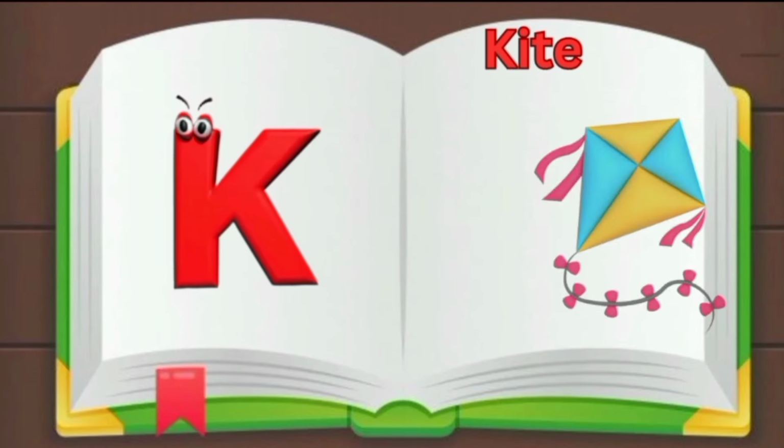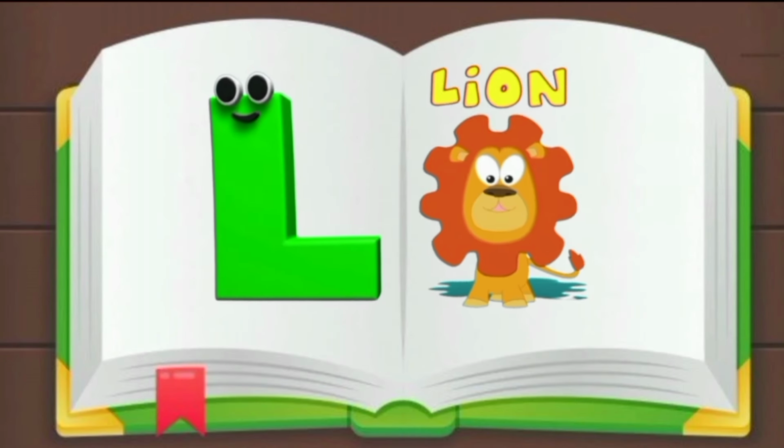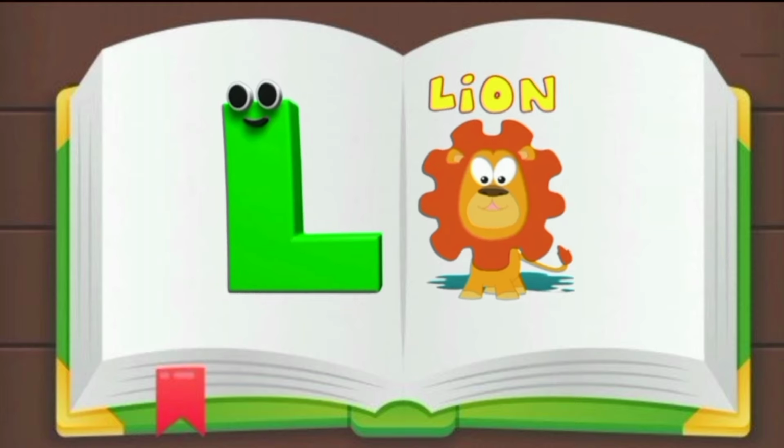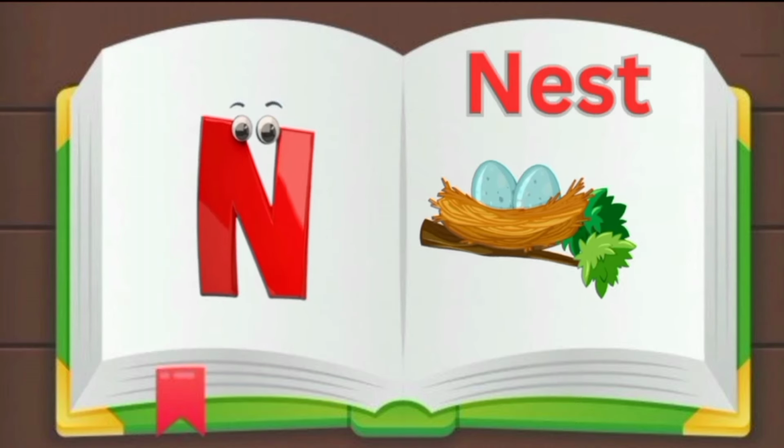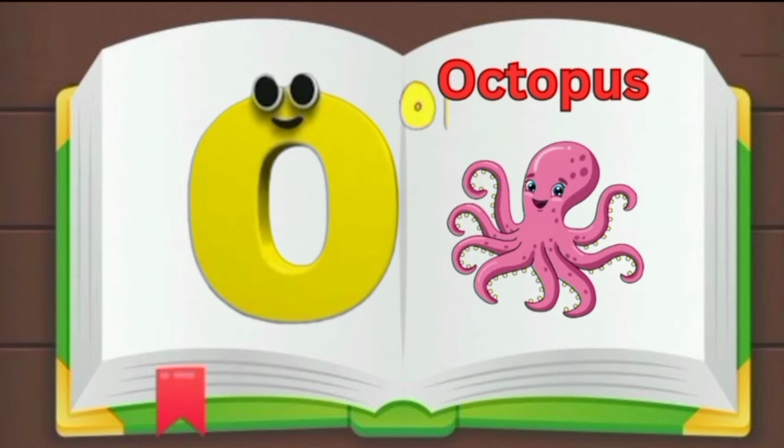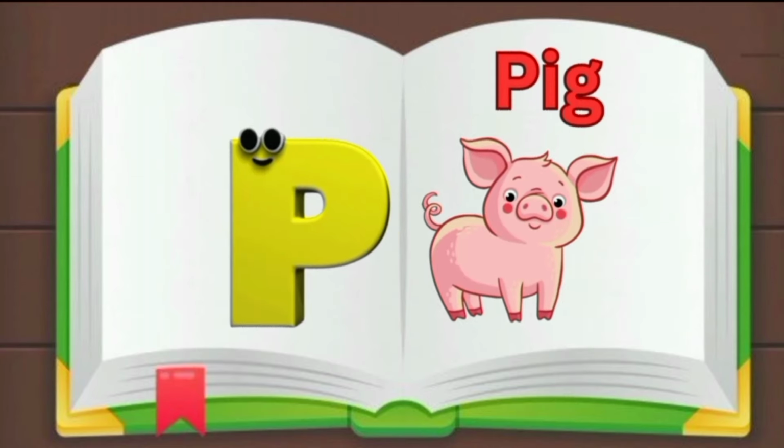K is for kite, kite. L is for lion, lo, lo, lion. M is for monkey, mm, mm, monkey. N is for nest, O is for octopus, octopus. P is for pig.